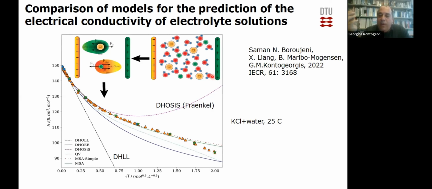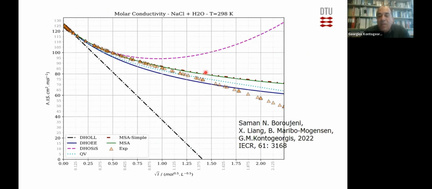And we looked very recently at the electrical conductivity with many theories. And you can see here the results. Again, of course, the Debye-Hückel limiting law is completely off. Here, there are various versions of the Debye-Hückel and the MSA equations. They are not very poor. You can see them also here, but they are not perfect at high concentrations. So this is an additional indication that at high concentrations, we may be missing something.